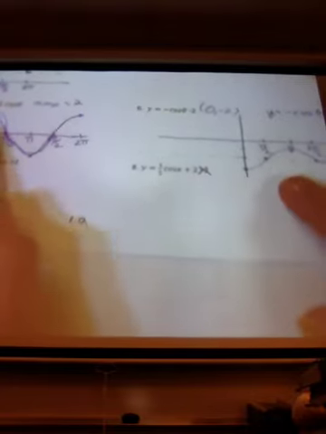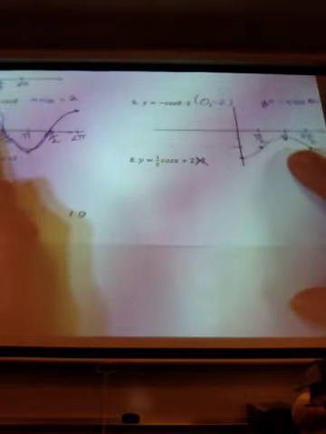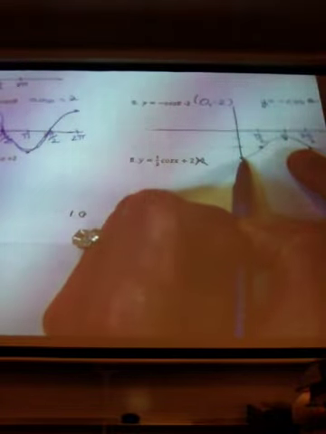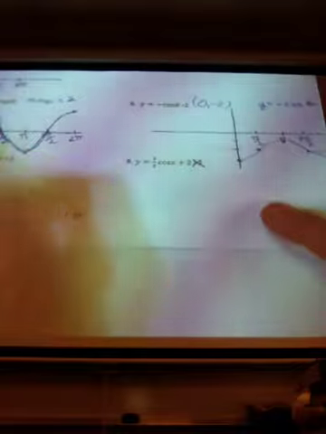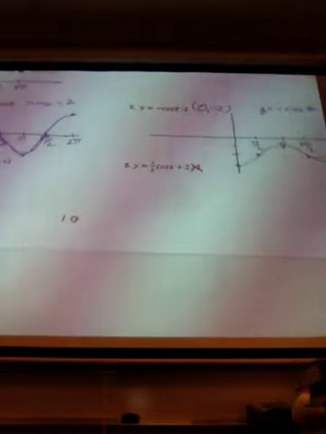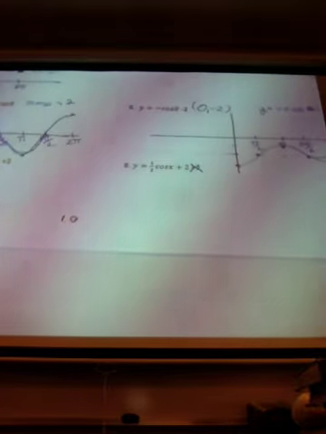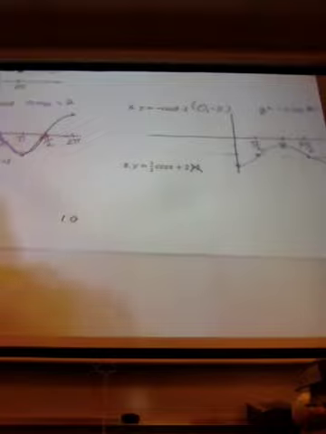Looking at this one and this one, let's compare. This had a positive A, so it started at the maximum. This had a negative A, so it started at the minimum. It also got shifted down. Look what the 2 did to this one. It stretched it. This was a vertical shift down. This was a stretch. Let's just do the last 2, because one's negative, one's positive, and they're both plus 2. So let's compare them.